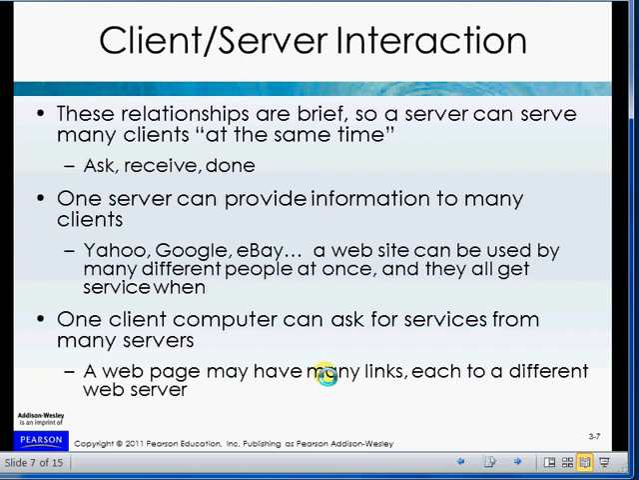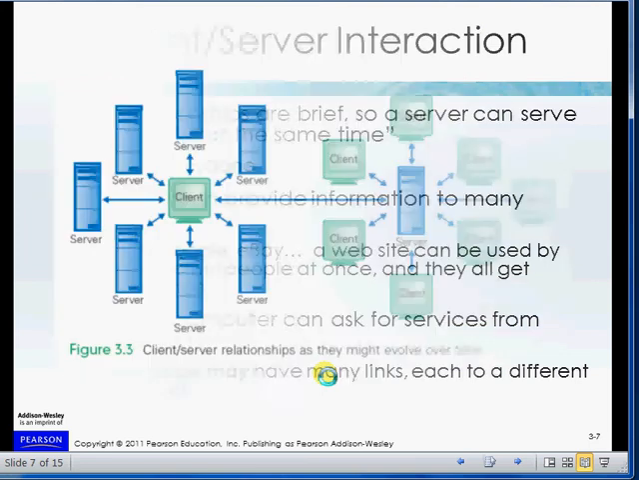So when you get really busy servers, and we'll see an example of that when we start looking at DNS, when you start getting busy servers like Google, they use the concept of redundancy, where they have multiple servers with the same information on it. Right? And one client computer can also ask for service from many servers. Okay, and this is pretty typical.